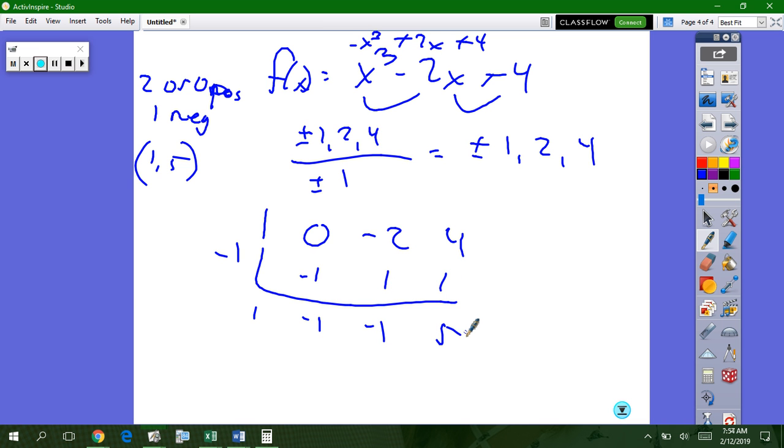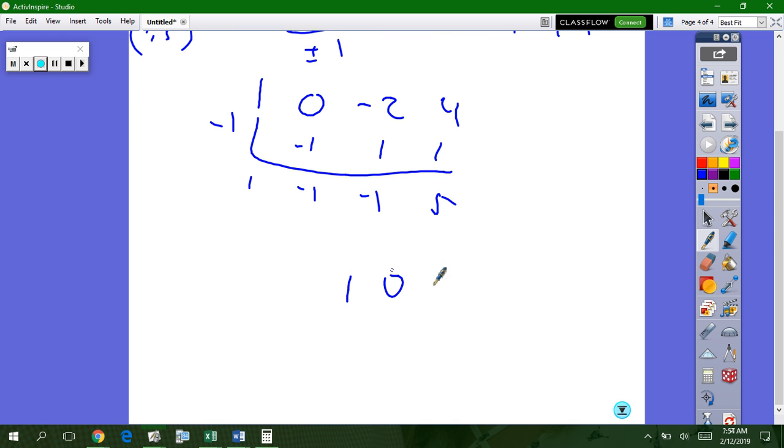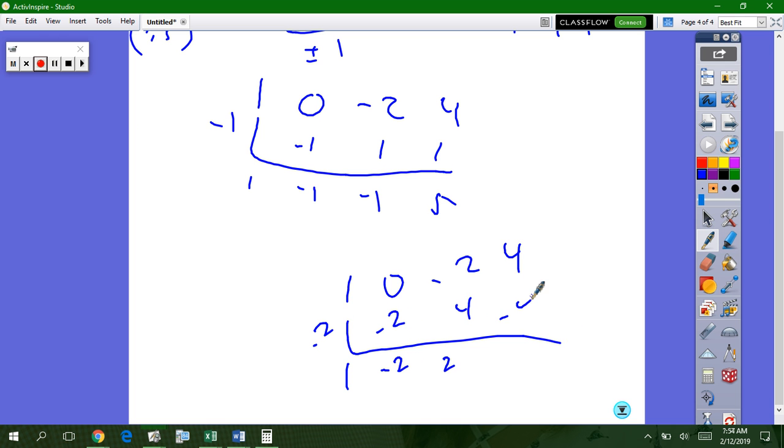Oh, that didn't work, did it? Okay, but we don't just stop there. We don't give up. We keep trying. Let's go ahead and try negative 2. Hey, we got one, didn't we? Okay, so one of our zeros is x plus 2, which is 0.